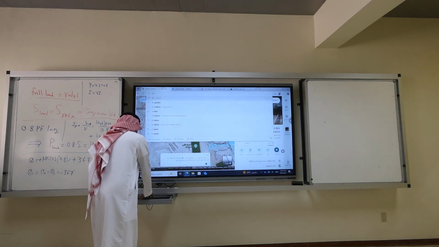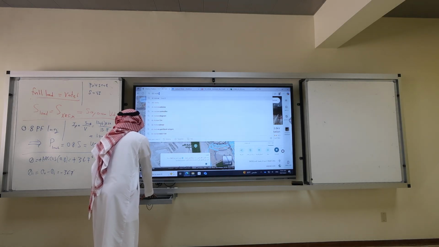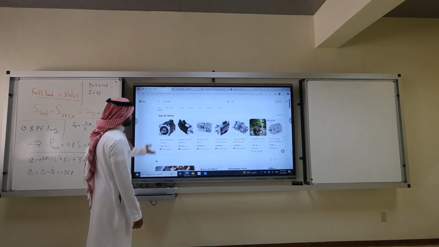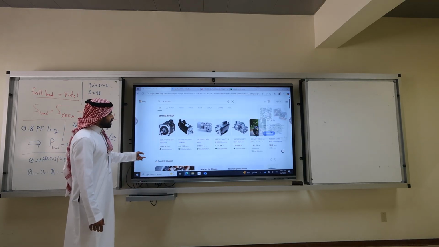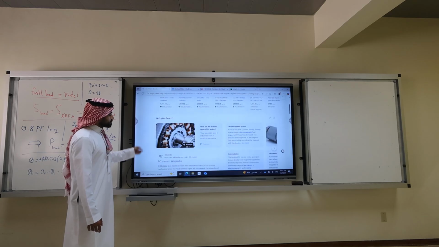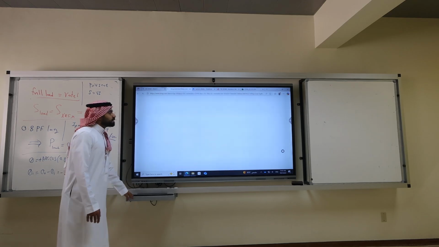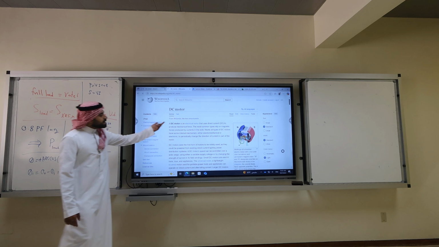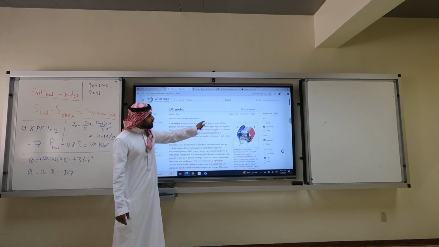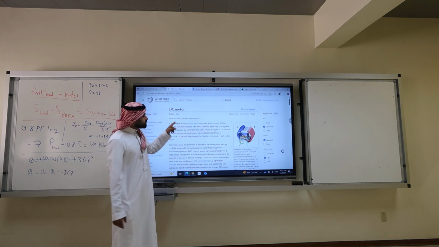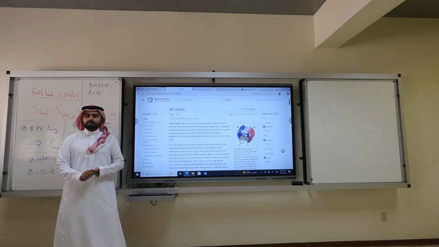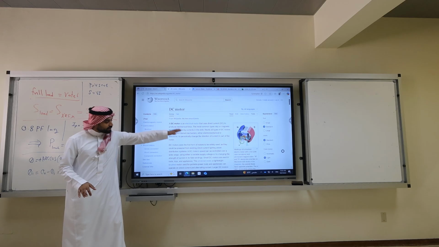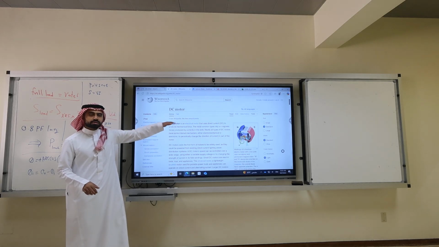So let's look at DC motor. These are sold online. So let's look at the Wikipedia page. A DC motor is an electrical motor that uses direct current to produce mechanical force. That's the definition. Okay? It's very simple. No need to read everything else. That's the definition of a DC motor.